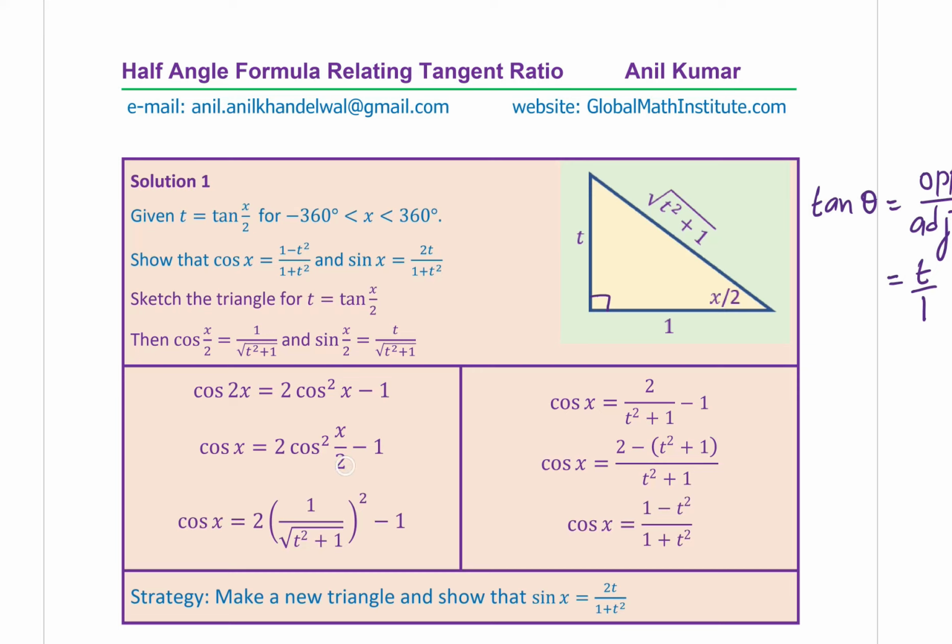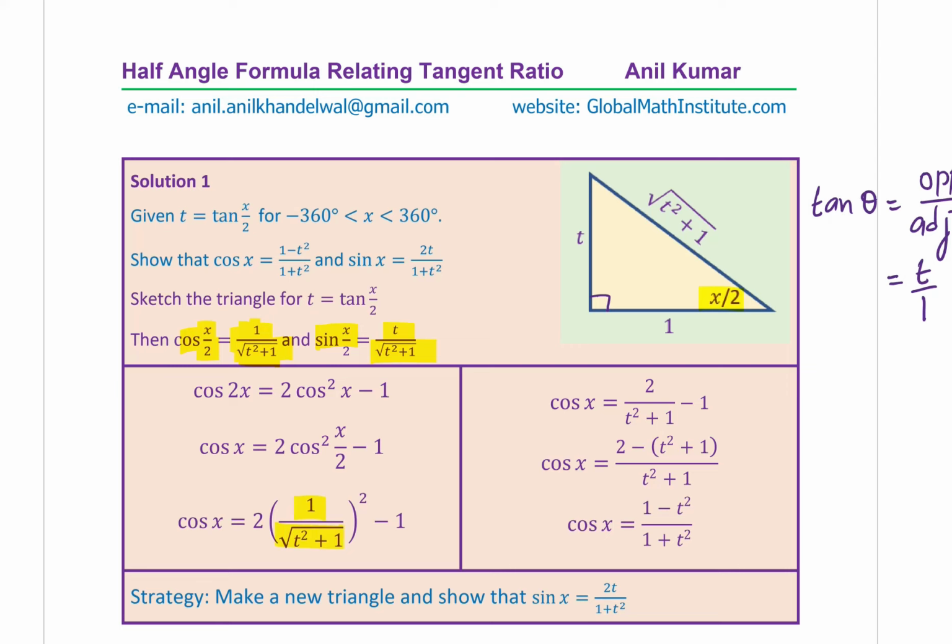Now if I rearrange this with the values given to me, from this particular triangle, I could write what is my cos x by 2, right? Cos x by 2 is 1 over the square root of t square plus 1, and sin x by 2 is t, the opposite side, over the hypotenuse, square root of t square plus 1. So once I know these two values, then for cos square x by 2, I can substitute my value, which is 1 over square root of t square plus 1. So I substitute that value here.